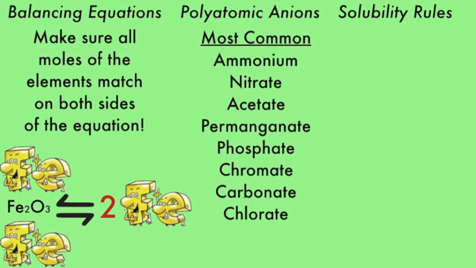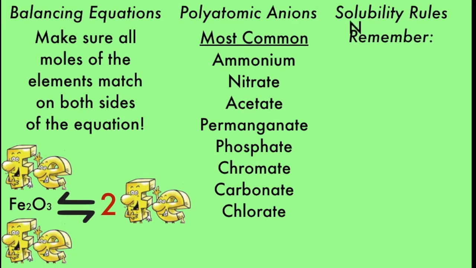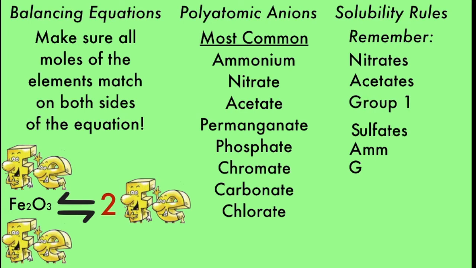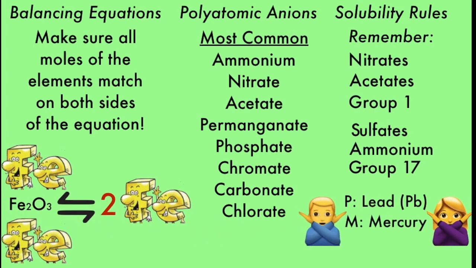Solubility rules will become especially important when learning net ionic equations. Remember, NAG-SAG. Nitrates, acetates, group 1, sulfates, ammonium, and group 17 elements will always be soluble, with the exception of lead, mercury, and silver. There's two different types of ionic equations.